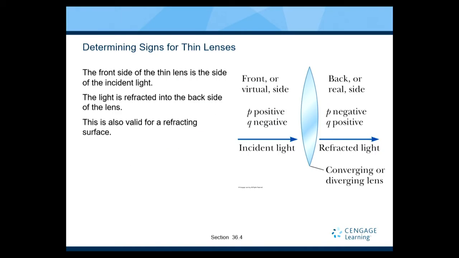So when I do my sign conventions, the front or virtual side of the lens is going to have a positive P and negative Q, and the back or the real side is going to have a negative P and a positive Q. And this sign convention works whether it's a converging lens or a diverging lens. So it's going to work either way.